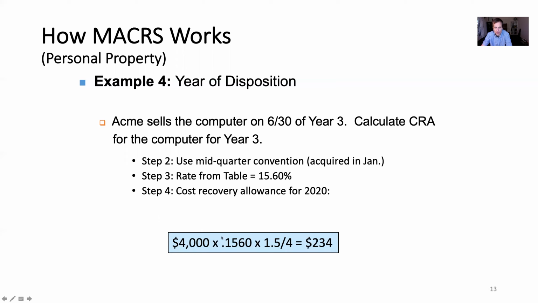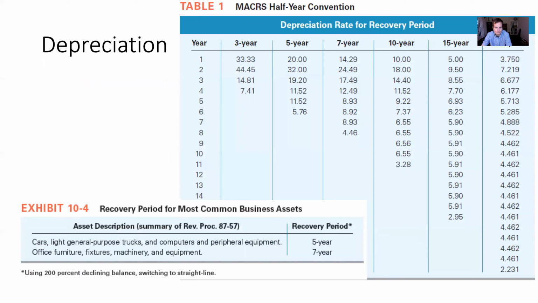So I take the full year, right? I'm still always using the initial cost basis times the percentage times that 1.5 quarters out of 4 gives me my depreciation deduction for year 3 in the year of disposition, right? I have to do this fraction stuff because I sold it before it was fully depreciated.